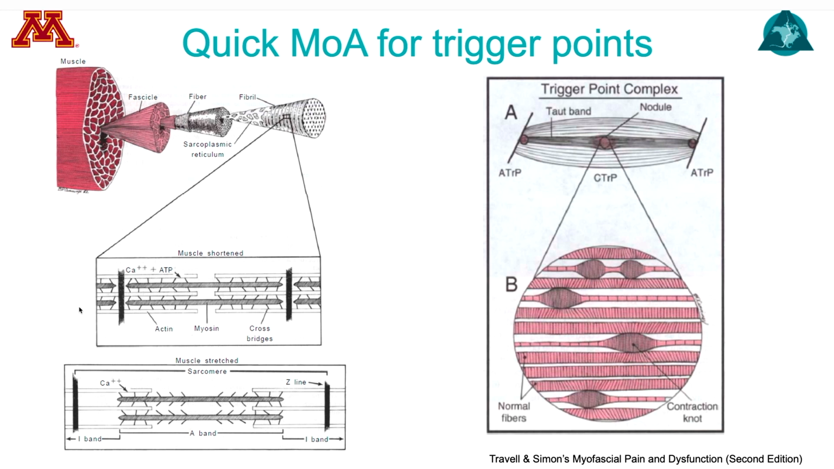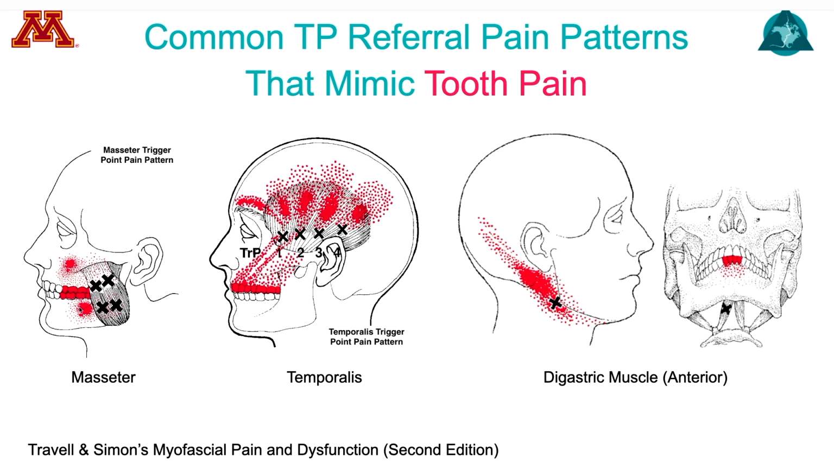Trigger points sometimes give people referral pain, as Maram explained in the neuroanatomy, because from the first to second neurons, we don't have enough neurons taking the signals. So sometimes the brain perceives the pain at a different location. Typical trigger point referral patterns that mimic tooth pain, which we see a lot in dental practice, are masseter, temporalis, and sometimes, more rarely, digastric muscles. Masseter trigger points refer pain to the posterior teeth. Temporalis mostly refers to all the maxillary teeth. And the digastric muscle, usually the anterior belly, refers the pain to the anterior mandibular teeth, which is more rare.